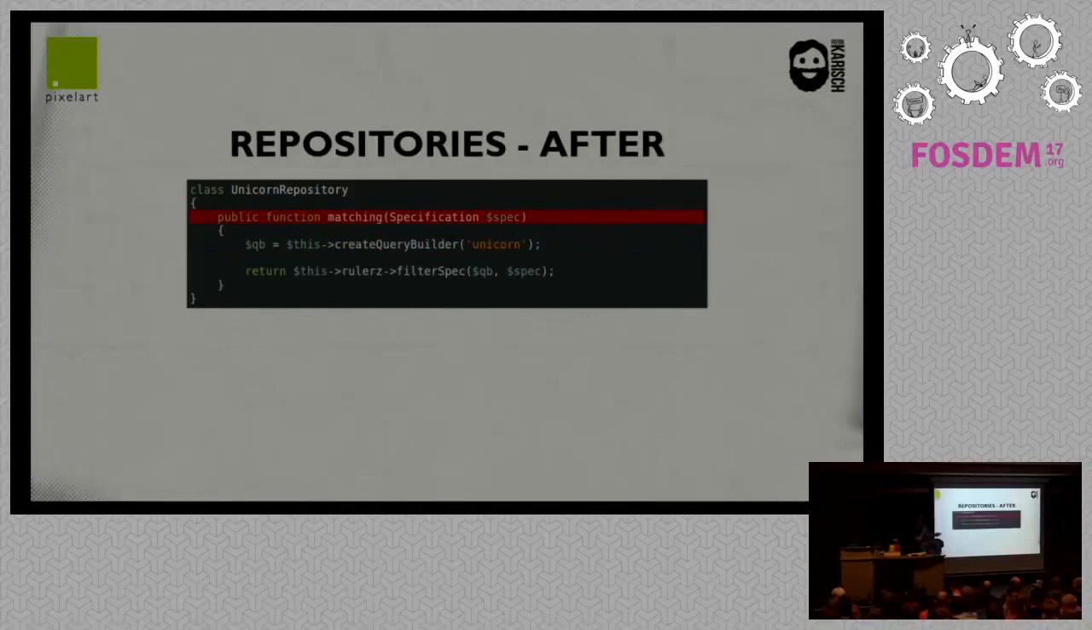Any specification you have, it doesn't matter. Of course, the specification you use here must match against the model with the rule, otherwise you get an exception. And we create a query builder, unicorn local, and in this case it looks like your unicorn repository has to be a service, no problem, because we have a Rulerz instance. And we ask Rulerz to filter our internal query builder against the specification. That's all. Not more. Every repository can look like this.